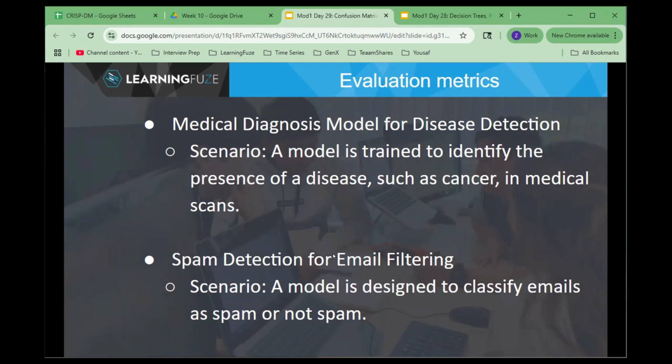And the second one is a spam detection email filter. A model is designed to classify emails as spam or not spam. Generally, what do you want to focus on? Here, you want to focus on precision, so that the emails you are removing or not showing the person are truly spam.